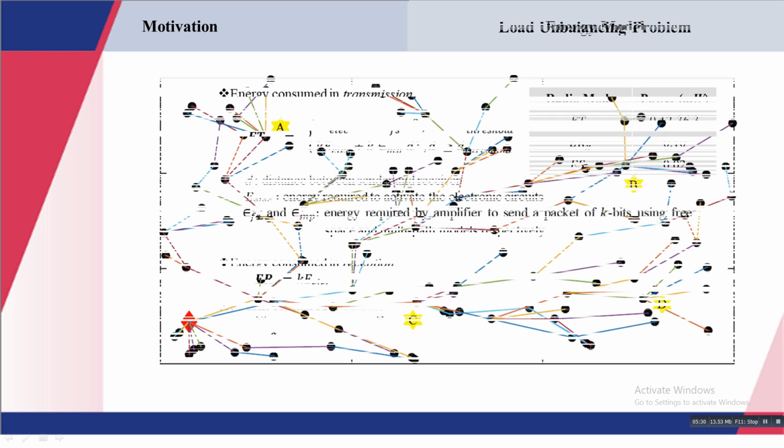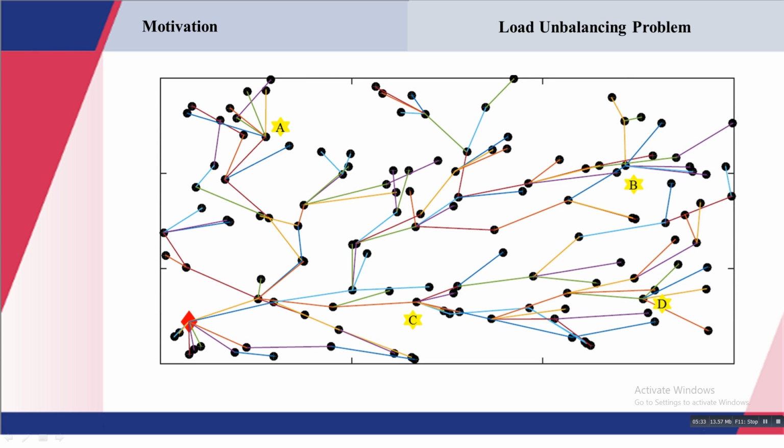Now the first motivation, that is the first problem that we have solved, is the load unbalancing problem. What this problem says is that when the sensor nodes are deployed randomly into the environment, the sensor nodes select their parent node in a random fashion to transfer the data towards the base station. If the sensor nodes select the parent node in a random fashion, then there are greater chances that some of the nodes will get much more load as compared to the rest of the nodes.